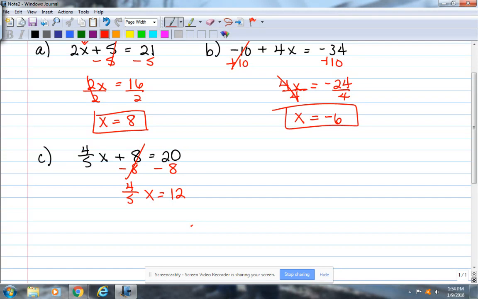Okay, so that's 4/5 times x, right? So what I really need to do is divide by that 4/5, right? Now let's think back to fraction arithmetic. Y'all remember something called keep, change, flip? So when you're dividing fractions, you keep the first one, change the operation to multiplication, and then you do the reciprocal of the second fraction, right? Well, to save us a step, anytime you have a fraction times your variable, I want you to multiply both sides by the reciprocal. So that just keeps you from having to do that extra step.